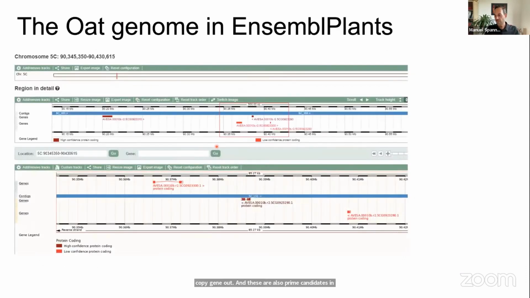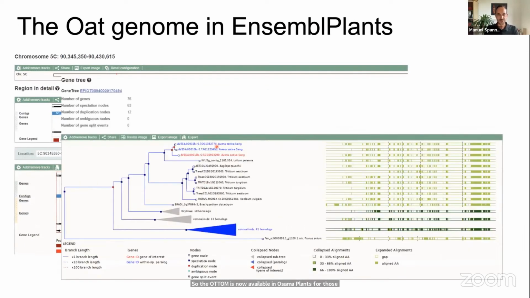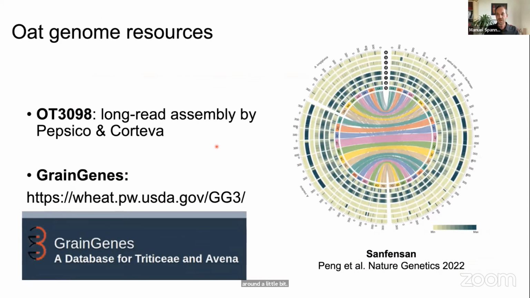So the oat genome is now available in Ensembl Plants for those of you who are interested in having a look and browsing around a little bit. And there are also other oat genome resources out now since last year. There is a Chinese variety, Sanfenzan, I don't know if I pronounced it correctly, published by Peng et al. in Nature Genetics also last year. And there's a long read assembly by PepsiCo and Corteva from the US available. And these resources are all available in GrainGenes.